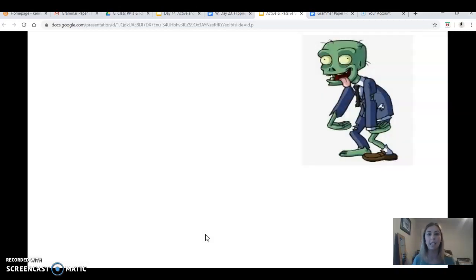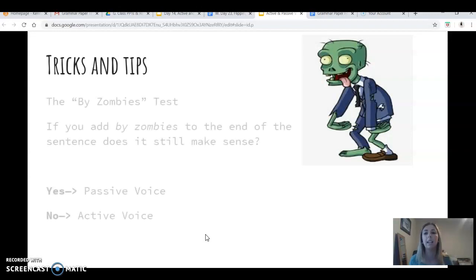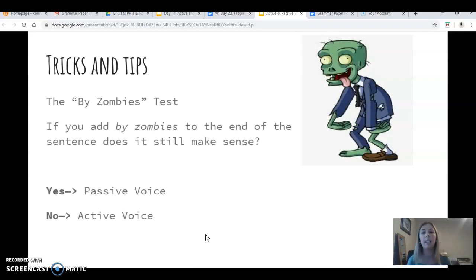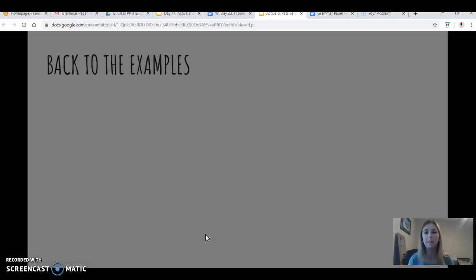And then one of the really big tips that I think you're going to be able to utilize a lot is called the by zombies test. You ask yourself the question, if you add by zombies to the end of the sentence, does it still make sense? What you need to know first is that if you add by zombies to the end of a sentence and it makes sense, it's passive voice. But if you add by zombies to the end of an active sentence and it doesn't make sense, then that is active voice. We're going to go to the next screen and see these examples that we had previously and see how you can apply the by zombies test.